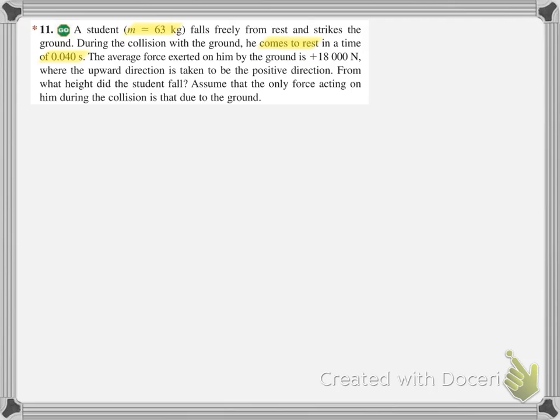For the second to last question on the video, we have number 11. Now in number 11, they're giving us a bunch of information. We have a student that falls from rest and hits the ground and comes to rest, obviously, when he hits the ground. They give us the mass of the person. They give us the final velocity when he hits the ground, which is 0. And the average force felt when hitting the ground is 18,000 newtons. And the time that it took the ground to slow the person to 0 meters per second was 0.04 seconds.